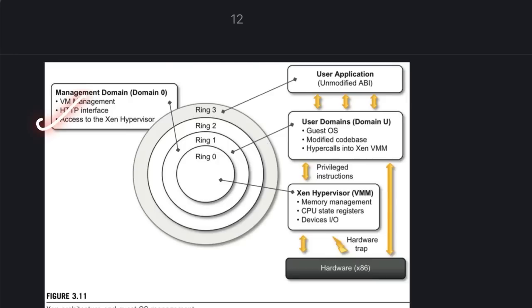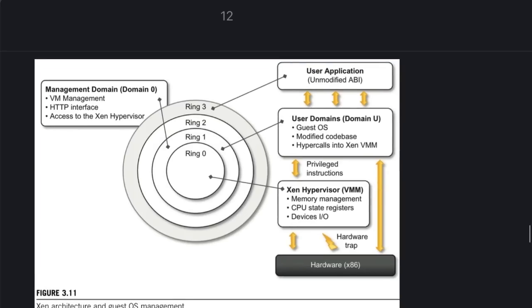Then we have the HTTP interface, meaning we are providing an interface. It could be a web-based API for administrators to interact with the hypervisor and control the virtual machines. Then we have access to the hypervisor, that is, you are making the system calls happen to the kernel mode here.